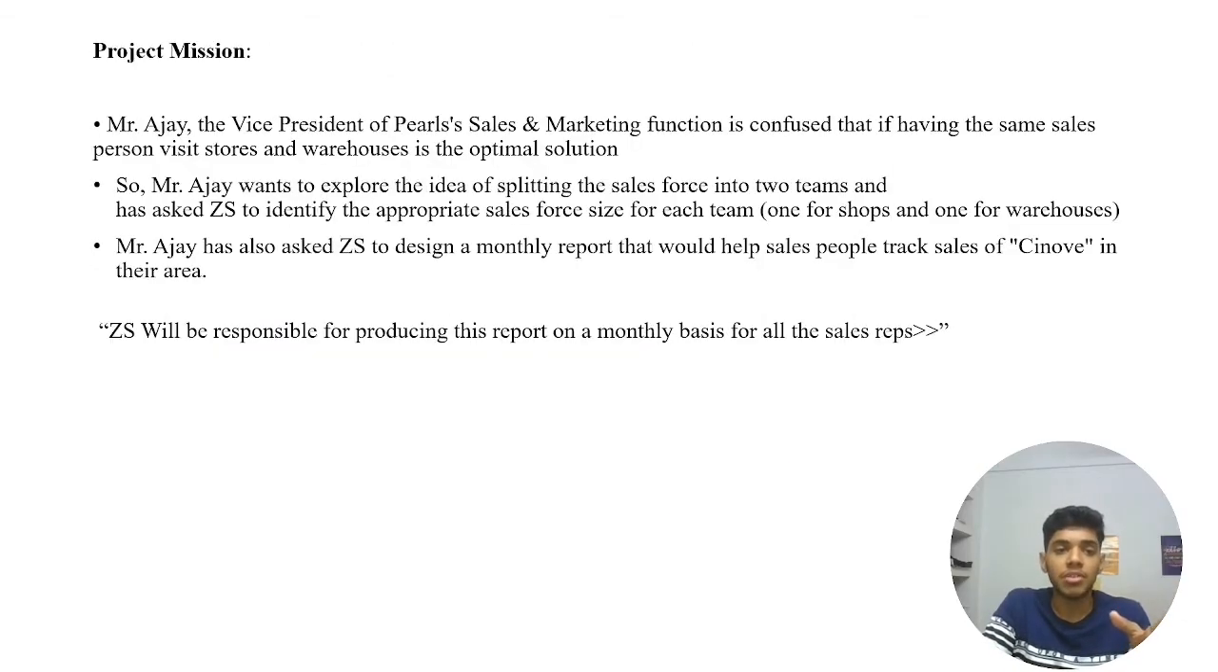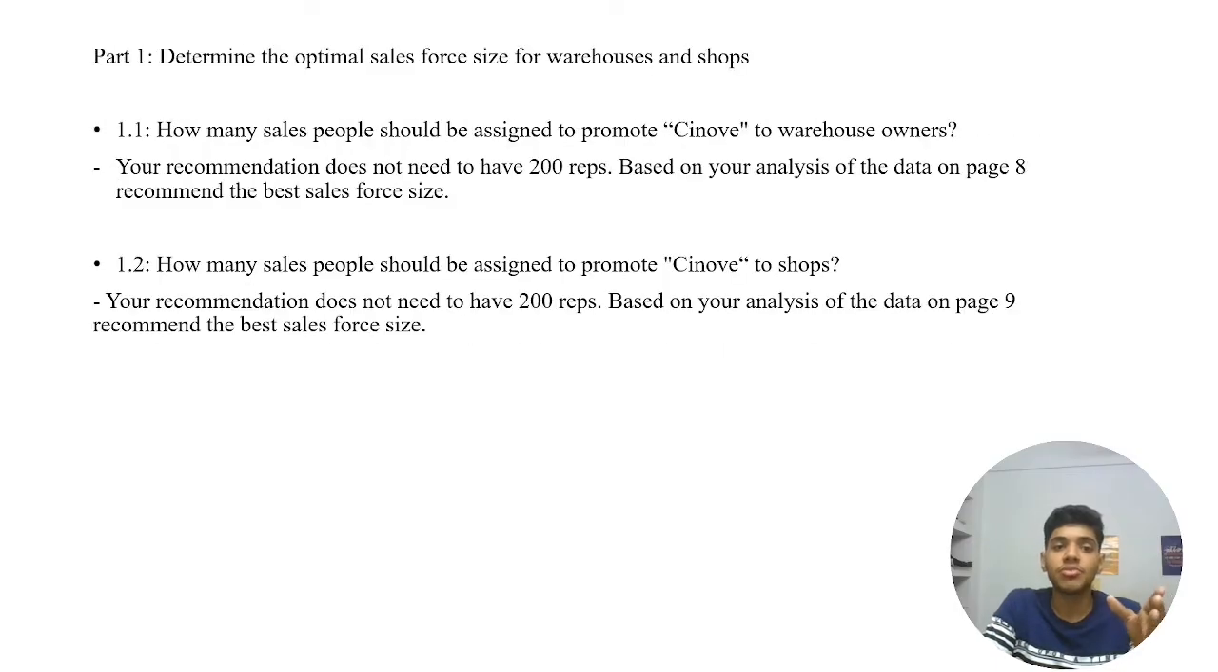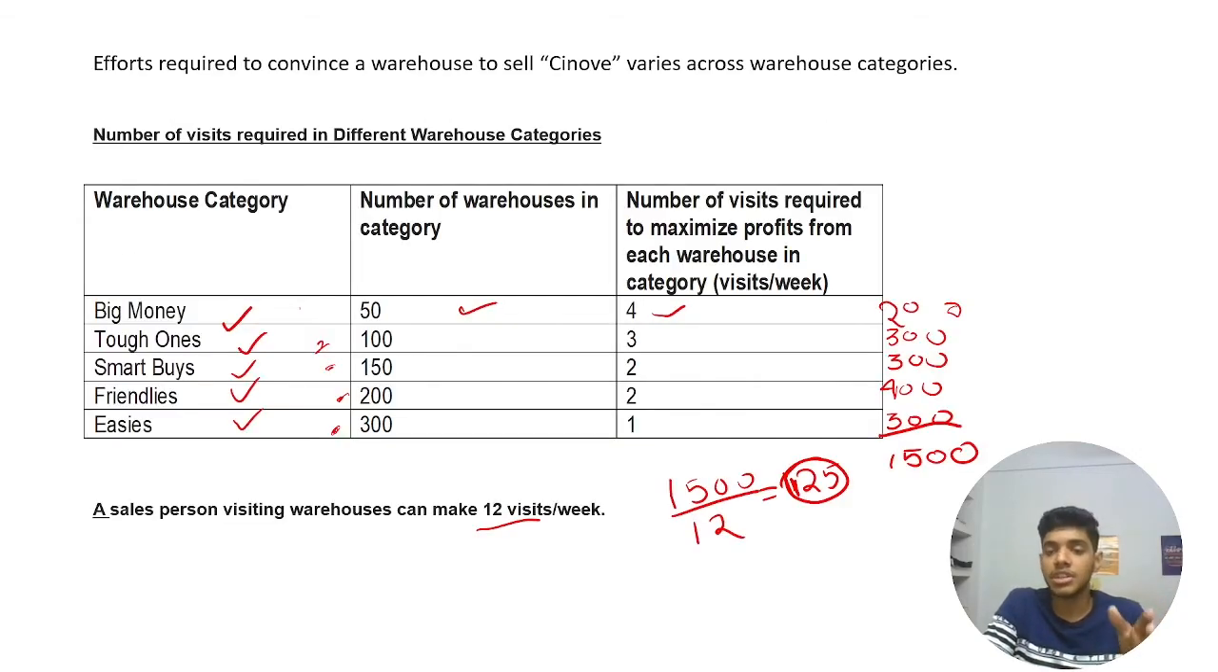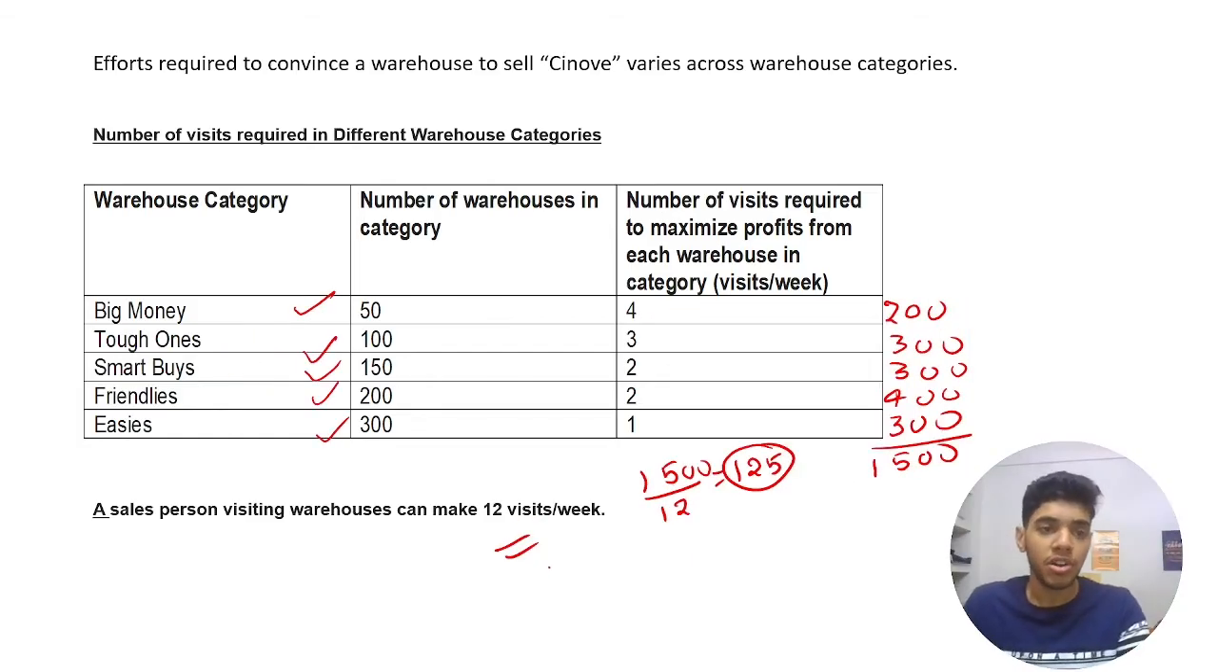Here we see in 1.1 they have asked us to find how many salespersons should be assigned to promote Synovin to warehouses. So from our calculations, around 125 salespersons should be assigned to warehouses to convince all of the warehouse categories to sell Synovin. So let's move on to part 1.2.